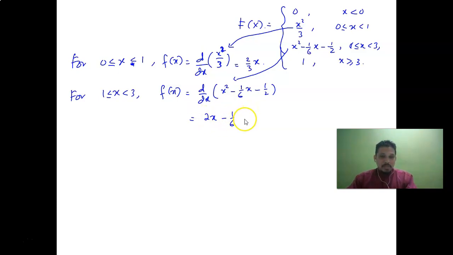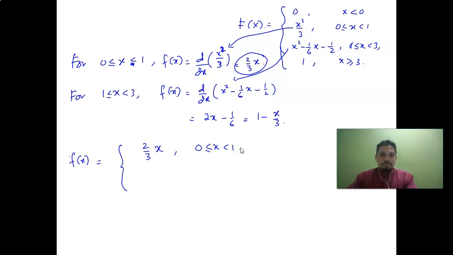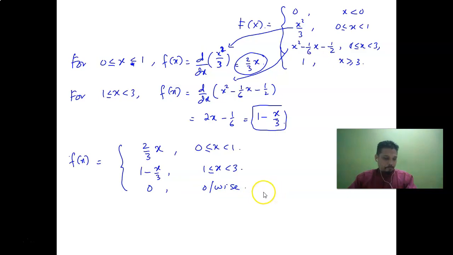Okay, so this one we simplify as 1 minus x over 3. So now f(x) equal to 2 over 3 x, for x between 0 and 1. Next is 1 minus x over 3 for x between 1 and 3, and 0 otherwise.